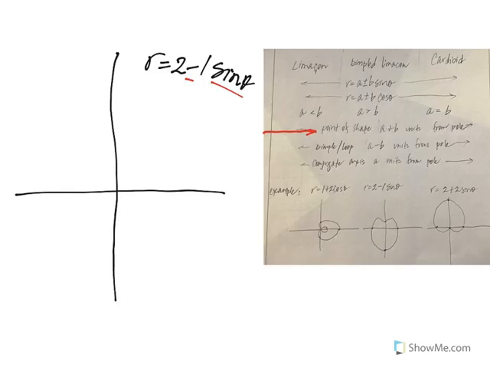Now, the nice thing about cardioids, limaçons, and dimpled limaçons is that you can graph it on rectangular paper or polar paper. It makes no difference. I'm going to go down 3 units. That's the point of the shape. It points downward.